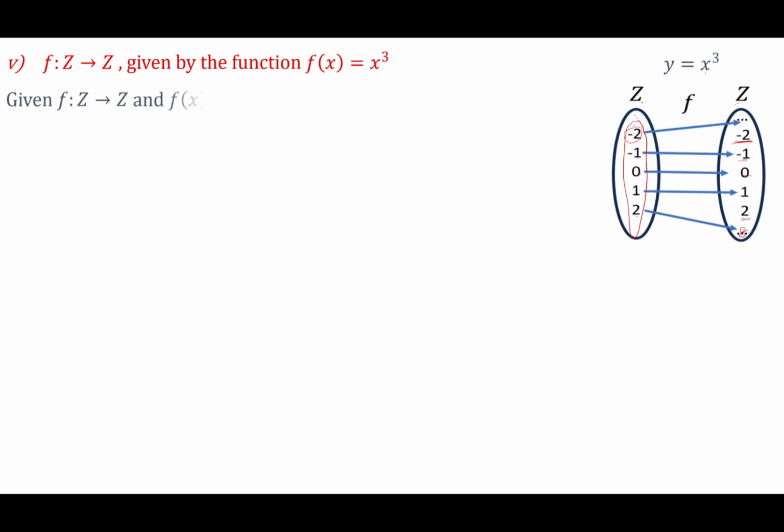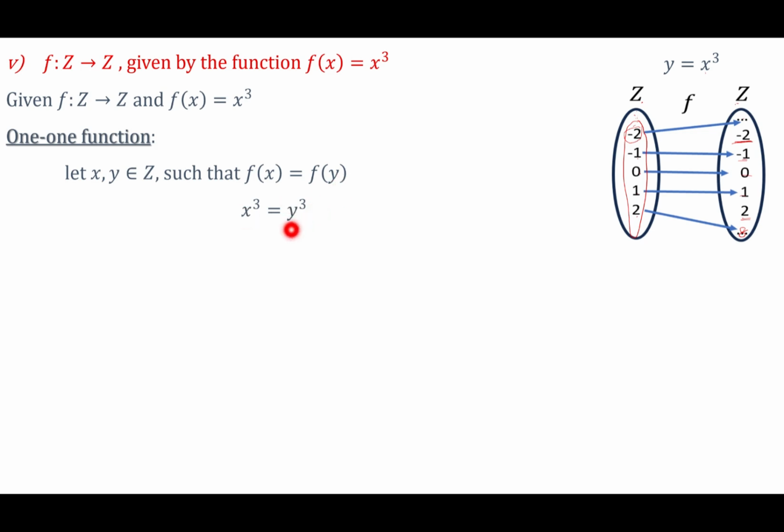Let us prove it. The given function is defined as x cube. For one-one function, let x, y belong to integers Z such that f of x is equal to f of y. We have to show that x is equal to y. Then it is one-one. f of x is x cube and f of y is y cube. Then x is equal to y. Try to remember this note: if x cube is equal to y cube, odd powers, then x is equal to y.